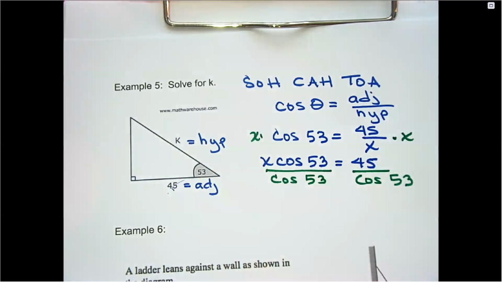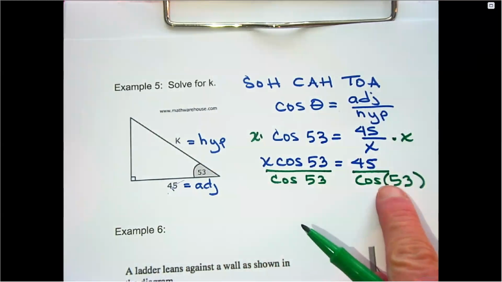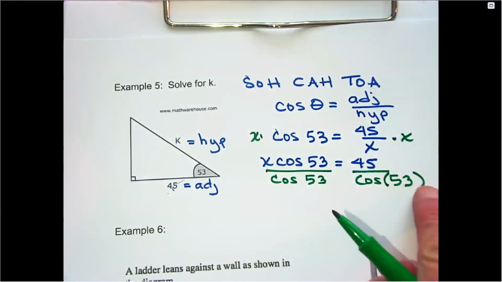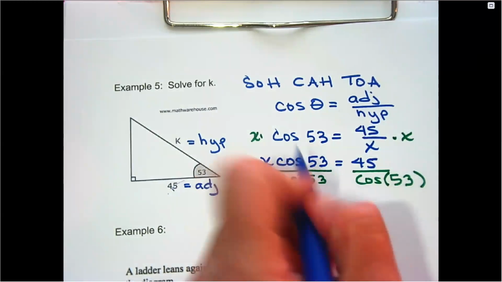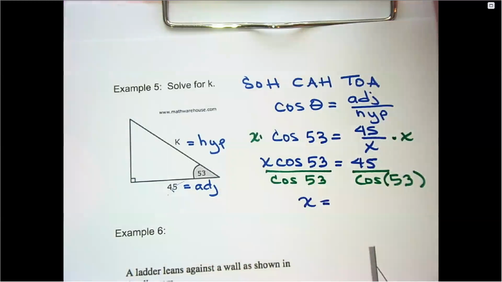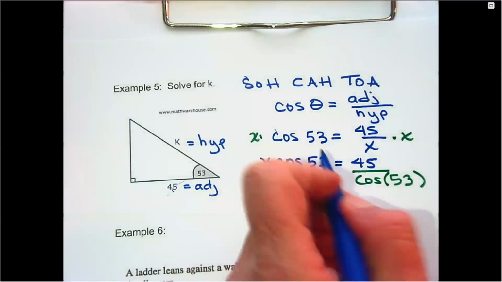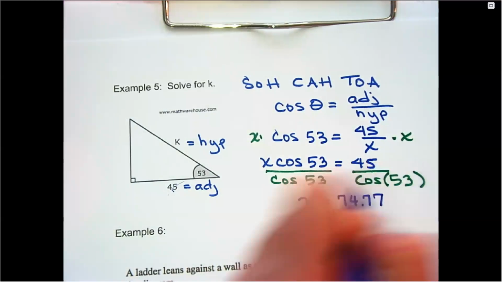So what you'll end up typing into your calculator or into the computer is 45 divided by the cosine of 53. And just so you know, when you type it in your calculator, each of these will open a parenthesis after you type cosine, so make sure you close it. Okay, so 45 divided by the cosine of 53, when you type that in, you're going to end up getting 74.77, rounded to the nearest hundredth.